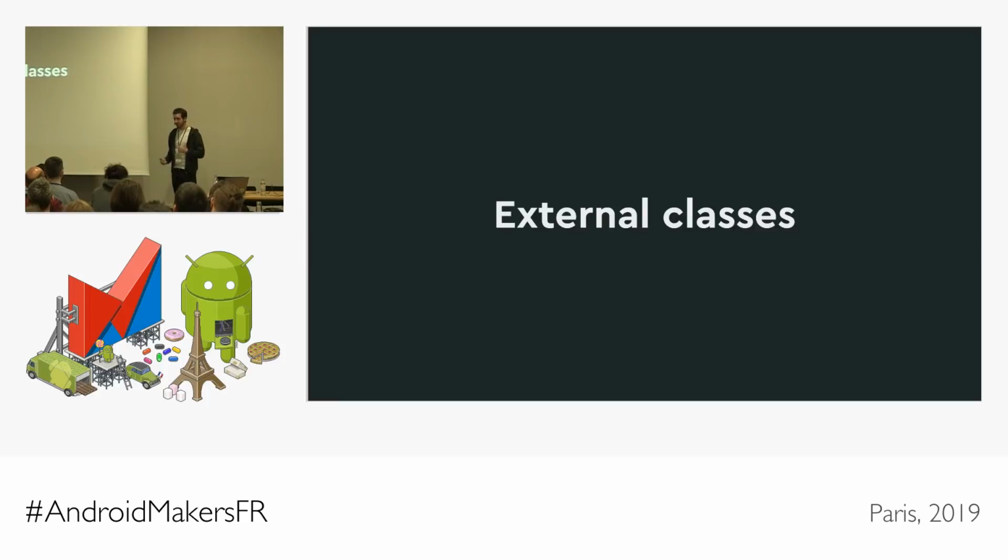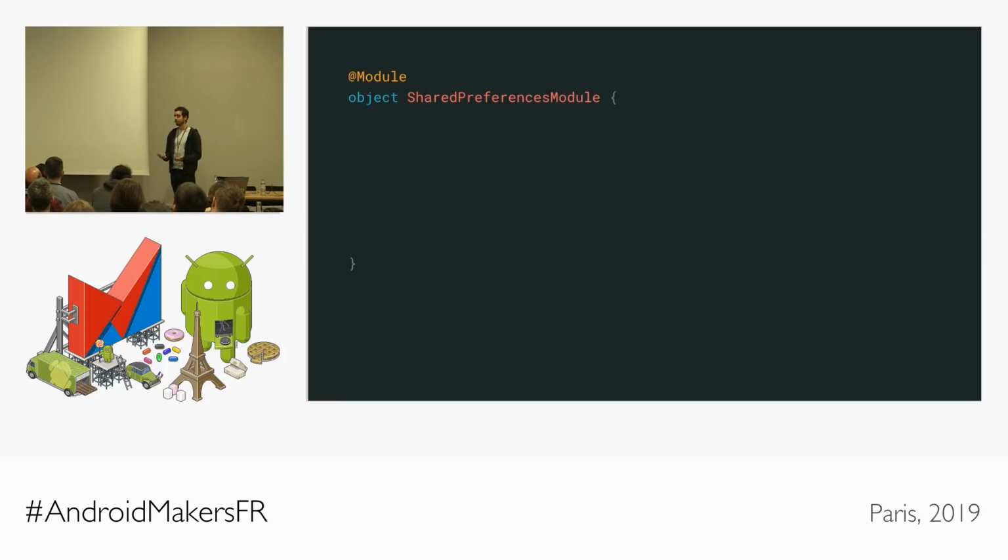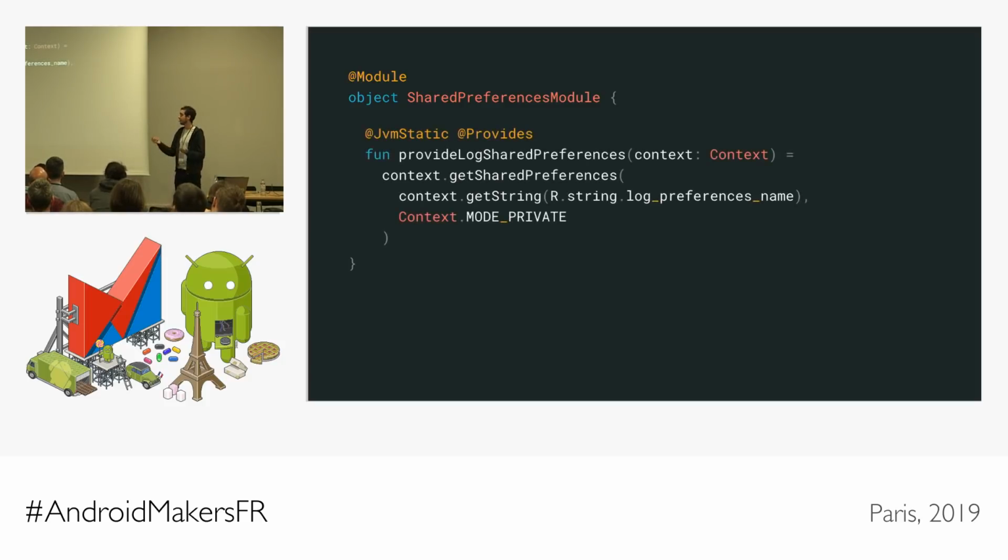So at some point, we're going to need to bind external classes, right? And then finally, we're going to need modules, unfortunately. So modules are just classes or objects, and you'll see why, annotated with modules, that you can have methods annotated with provides that returns whatever you want to bind to your graph. So in this case, I'm returning just the shared preferences. And then in the method, you can have dependencies that are objects that also belong to your graph. So it's pretty simple, it's pretty straightforward.